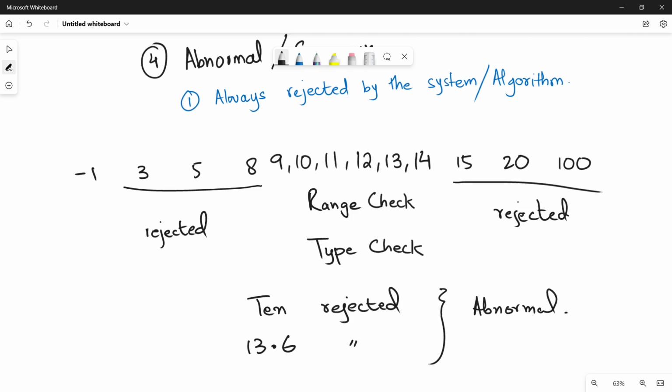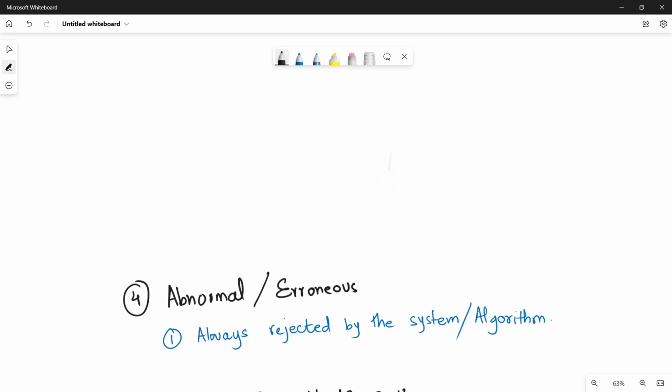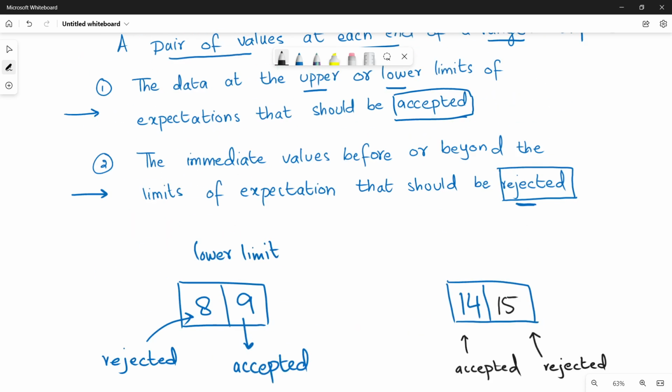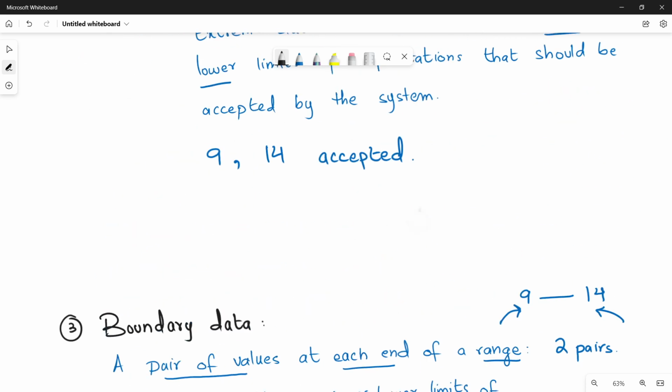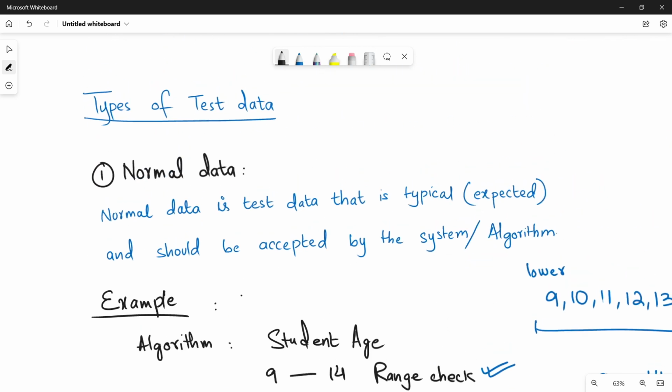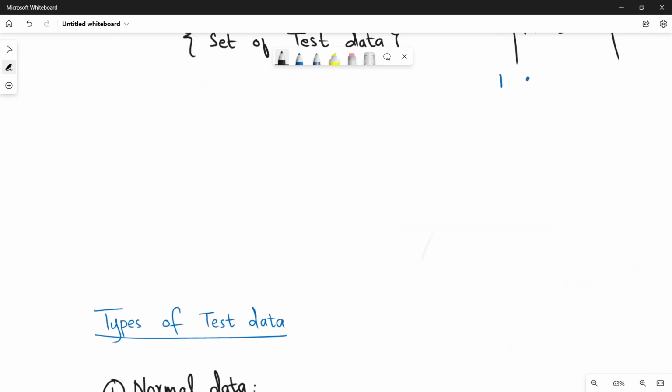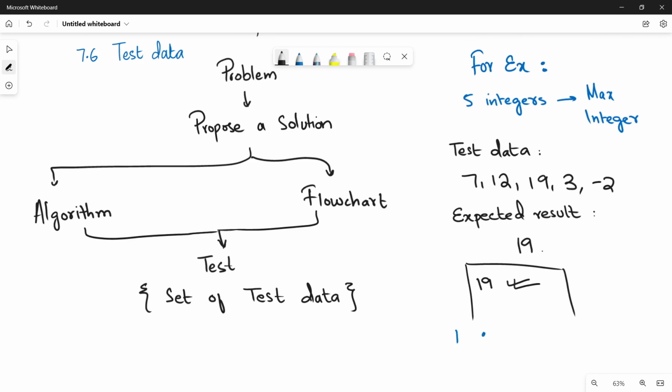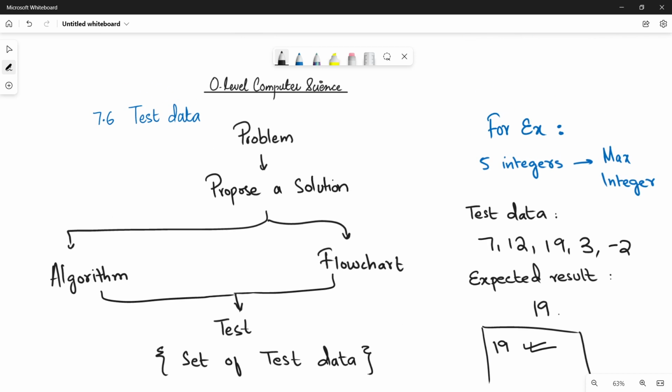So these are all the four different types of test data that I have explained to you in this video. Now in the next video, I am going to solve the problem of your book so that this topic is going to be clear to you.